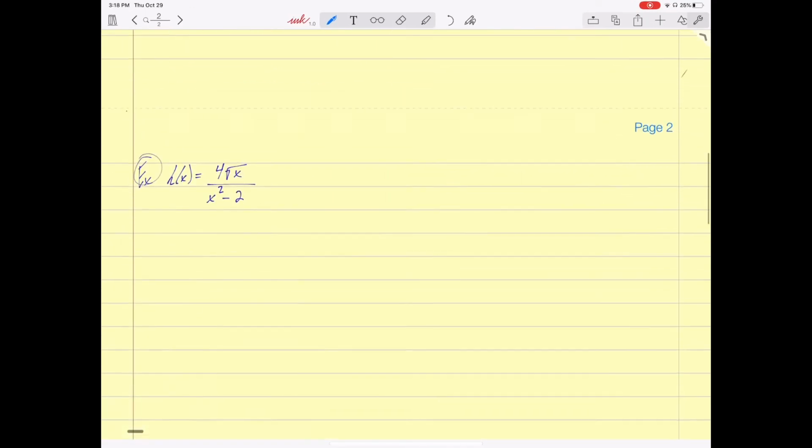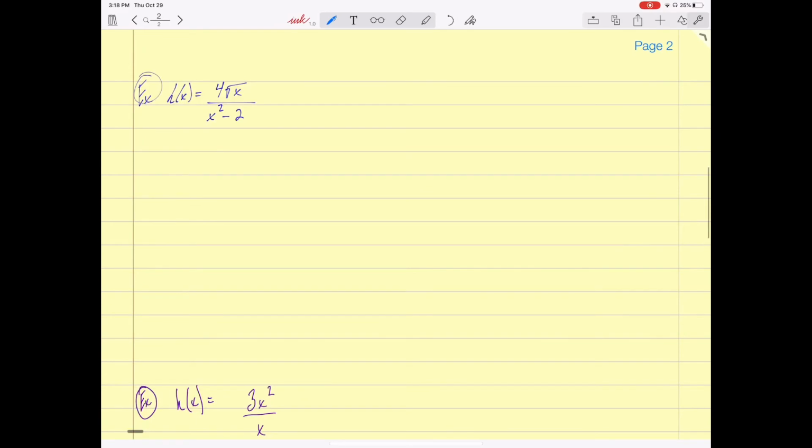All right, so let's look at our next one. Okay, this one's fancy. It's got a square root. I know it doesn't look like it, but it does. This is u, this is v. One of the first things I would do with something like that is just convert the square root so it's not confusing. So h of x equals 4 times x to the 1/2 divided by x squared minus 2.